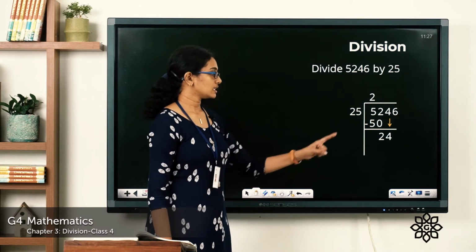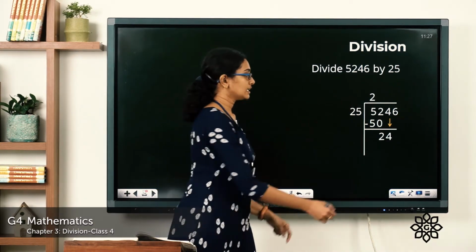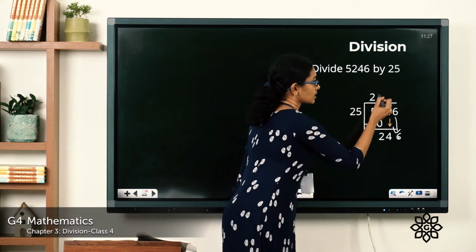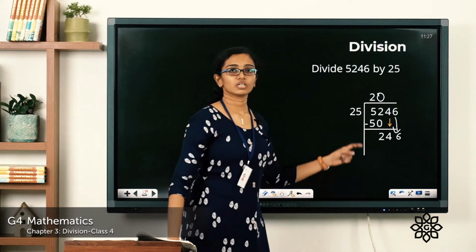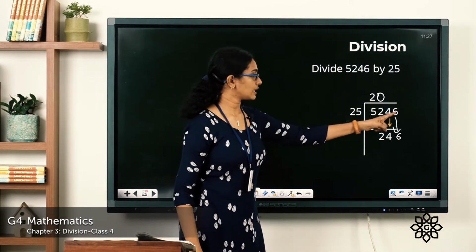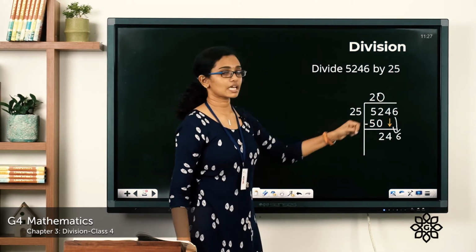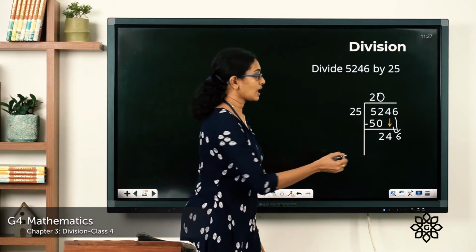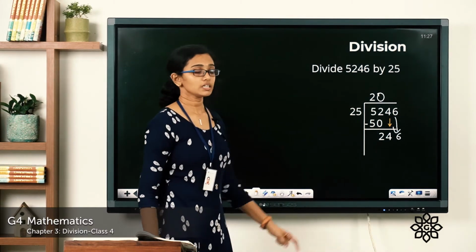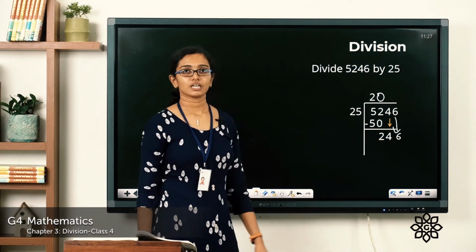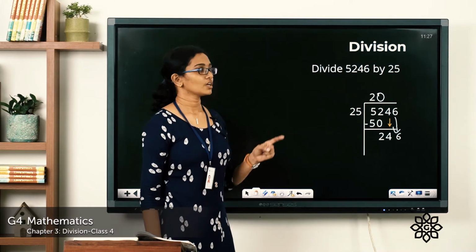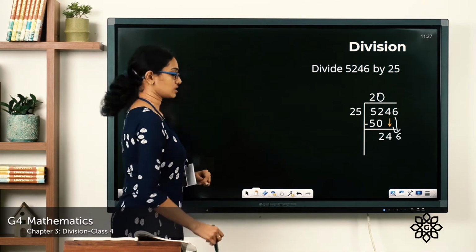So in such cases, let's bring the next digit down and at the same time put a 0 in the quotient. Clear? Bring the next digit down and at the same time you have to put a 0 in the quotient. Now we have the number or the dividend 246. This 246 is divisible by 25, right? So let's continue with the division.